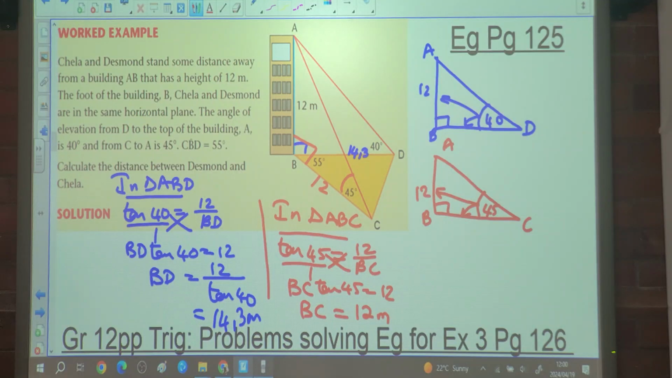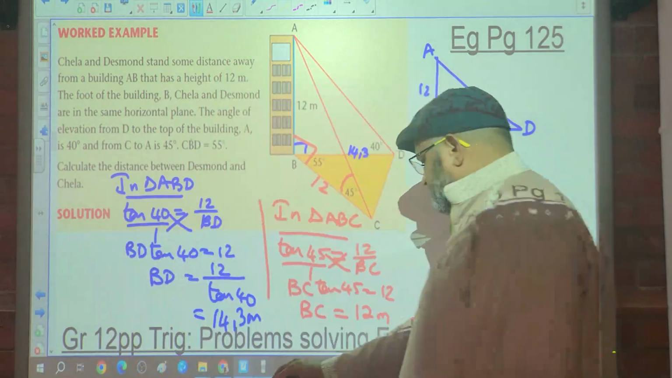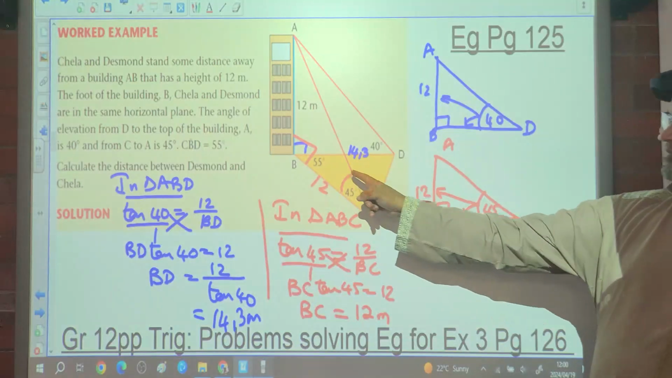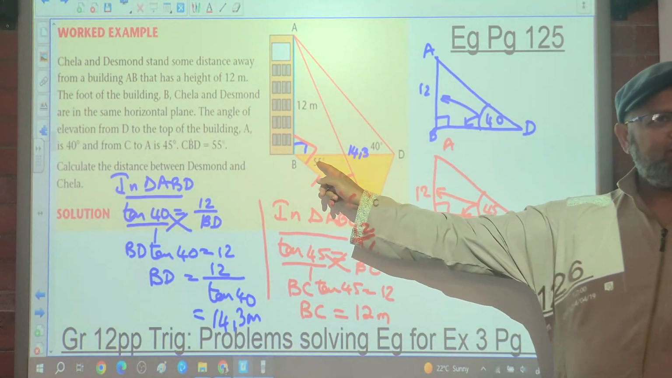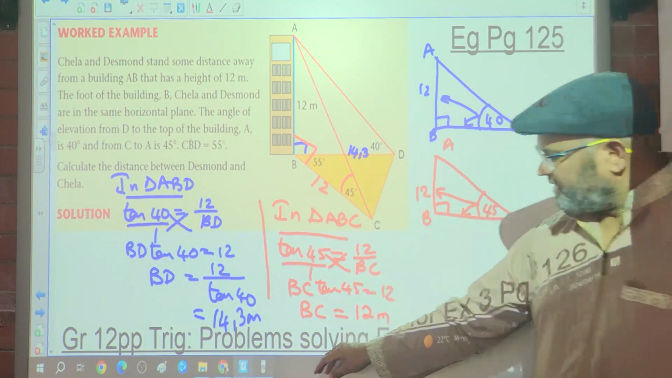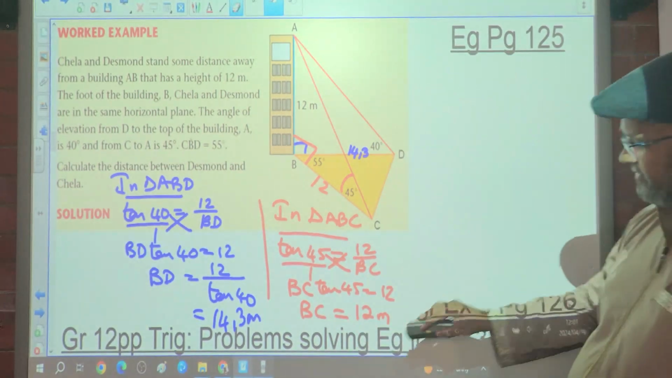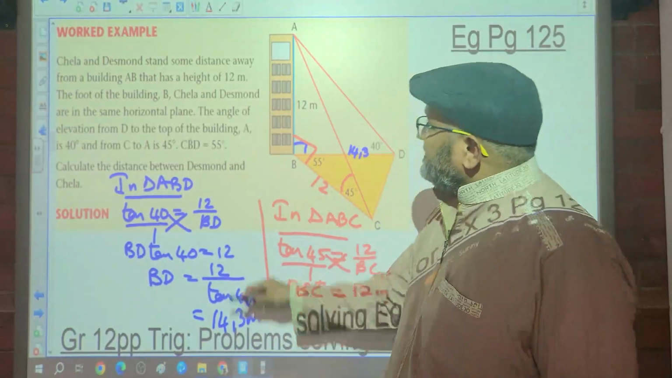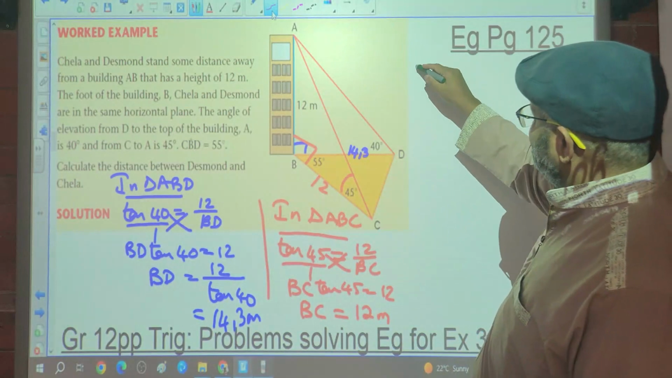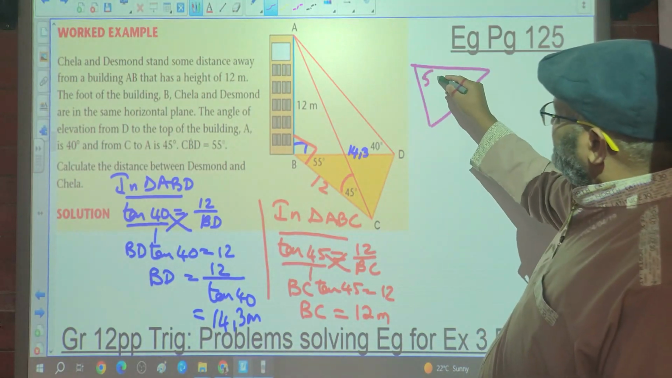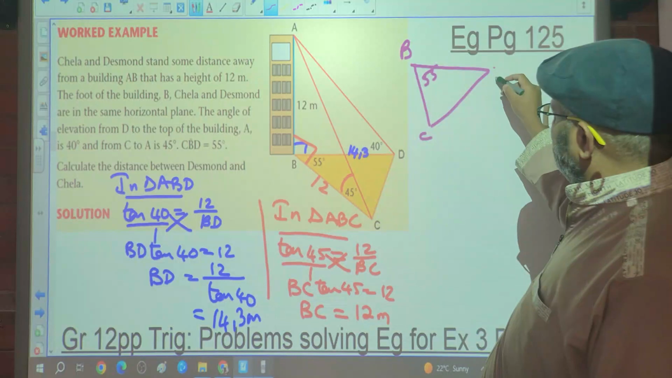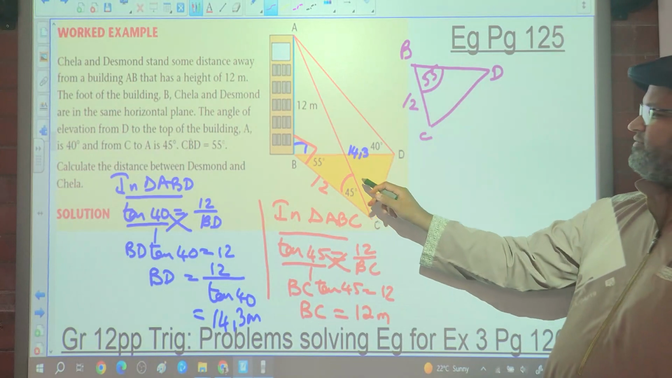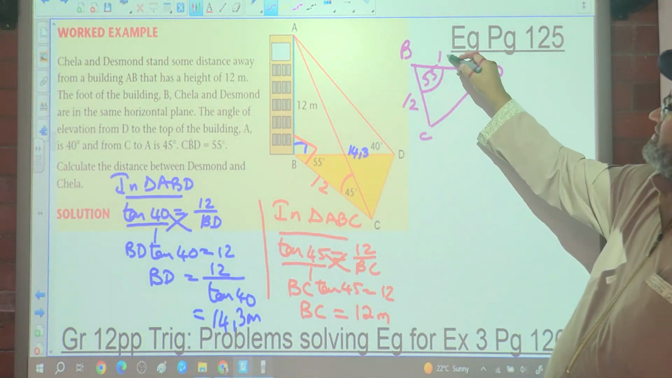Do we have enough information now to calculate CD? Yes. We have two lengths and an included angle. You see that, people? Let's take this off here. Beautiful sum, eh? And again, all sums are beautiful. So this angle, if this is BCD, that is 55. What else do we have? BC is 12 and BD is 14.3.